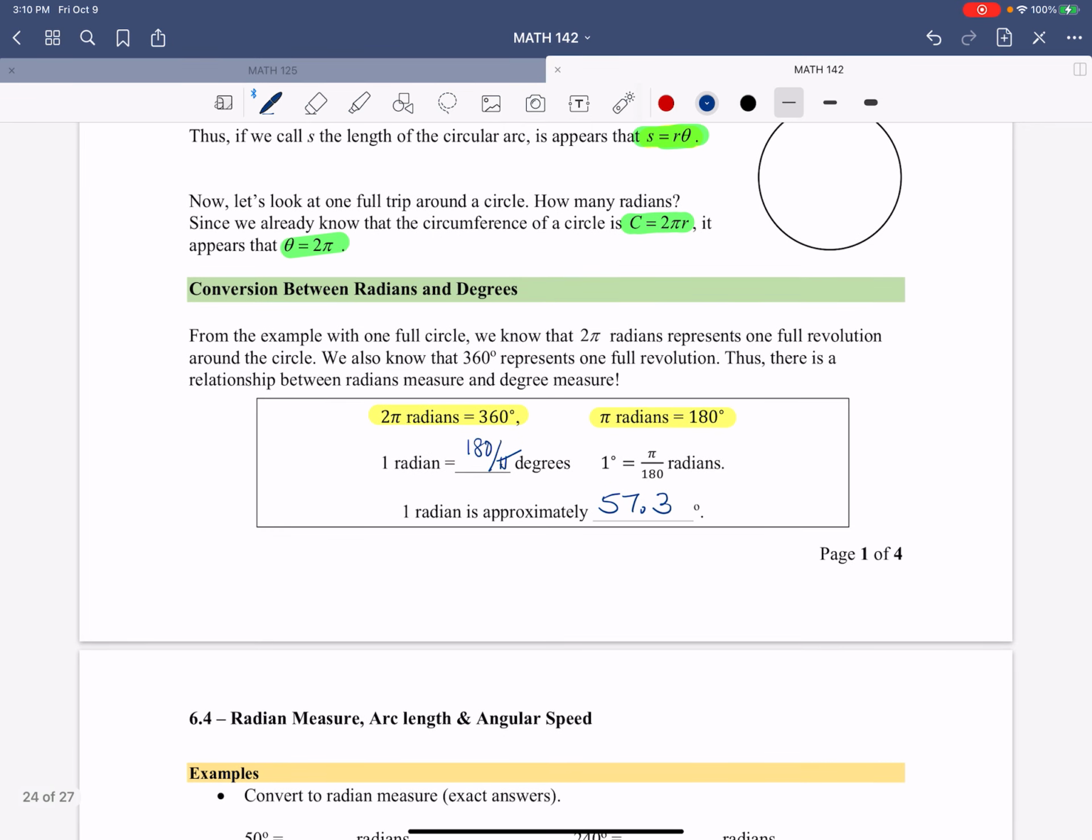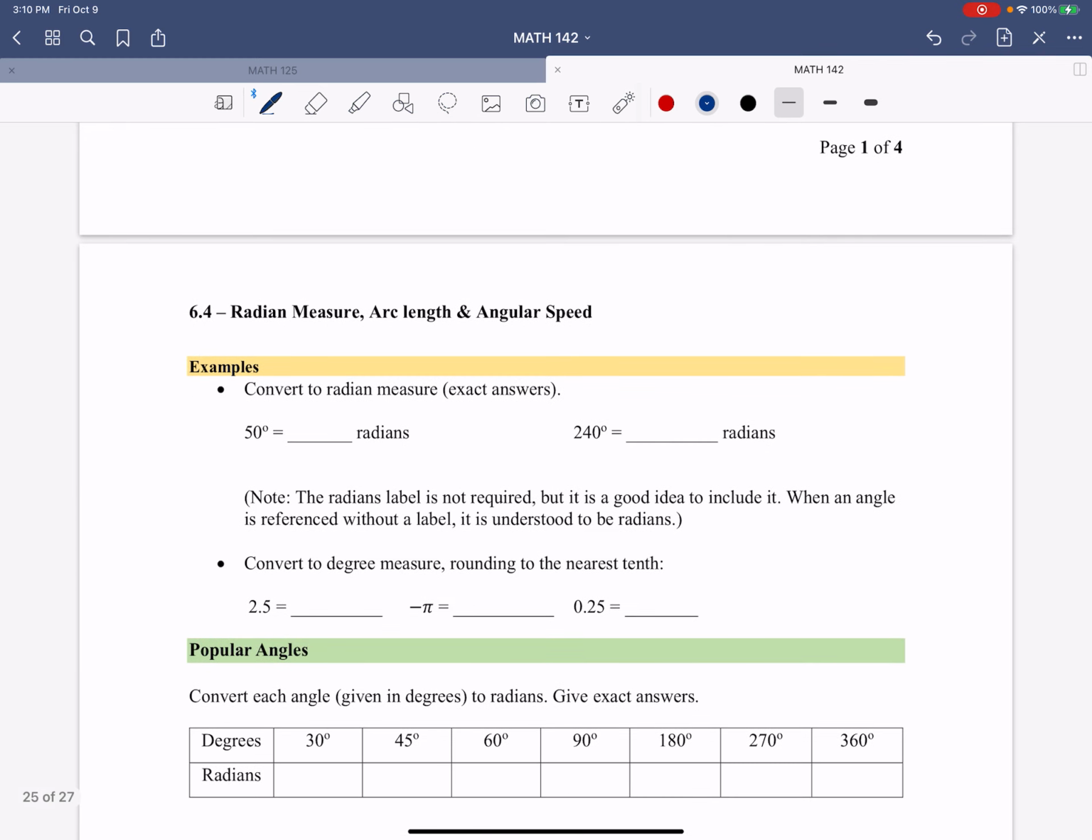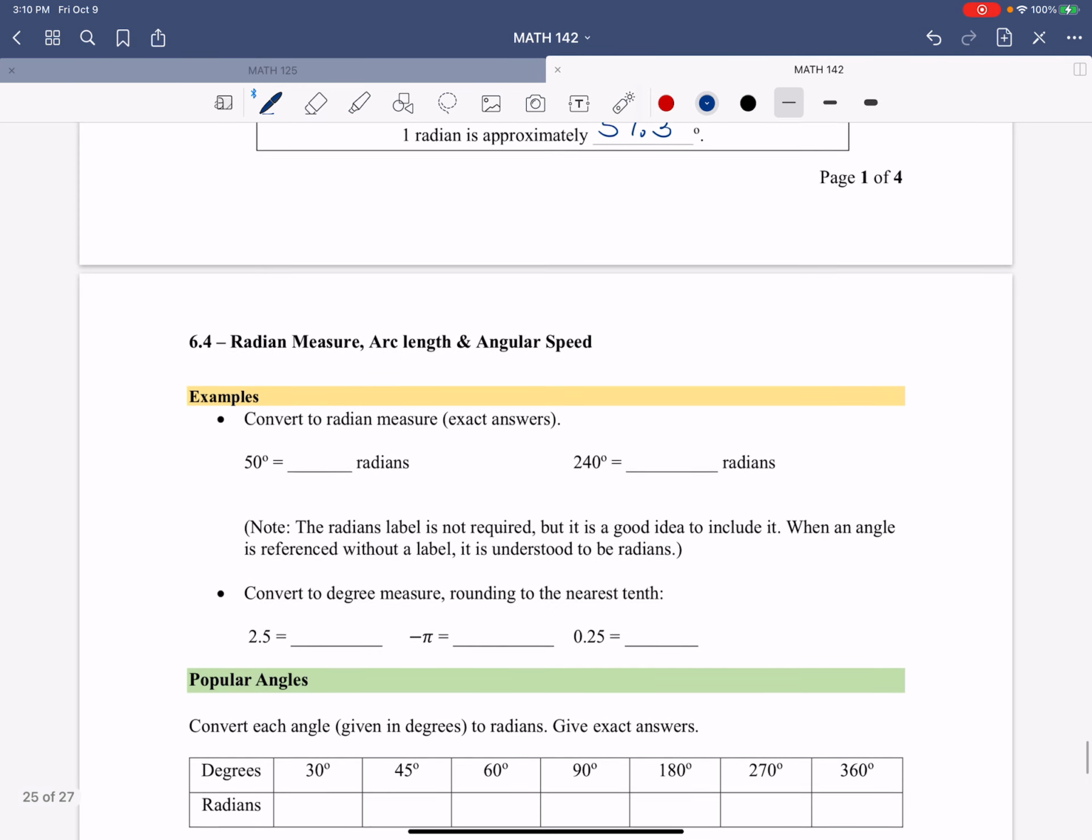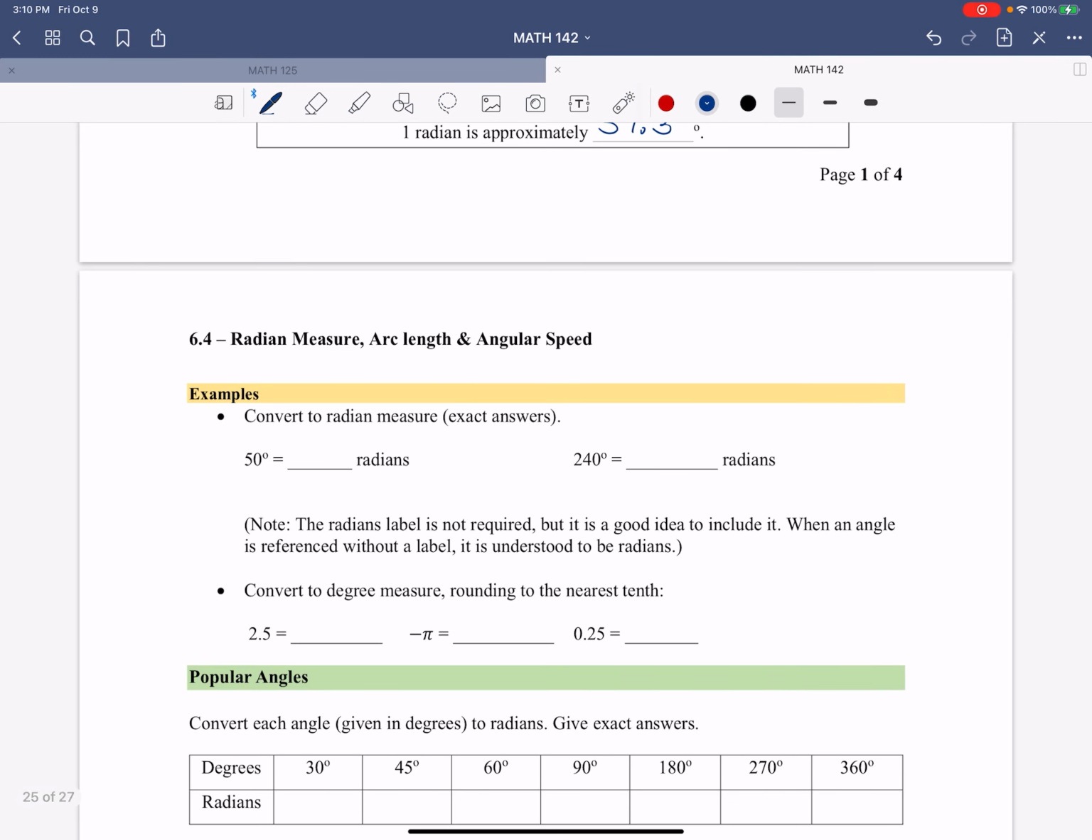Okay, so this is our new way of measuring angles. And you're probably wondering, why do we do it? Well, let's just get to conversions first, and then we'll talk about more. So 50 degrees. Well, I know that every degree is pi over 180 radians. So if I just simplify that, that gives me 5 pi over 18. So many of these angles are going to have nice radian measures. 240, same kind of thing. If I multiply by pi over 180, 60 goes into both 240 and 180, I get 4 pi over 3.